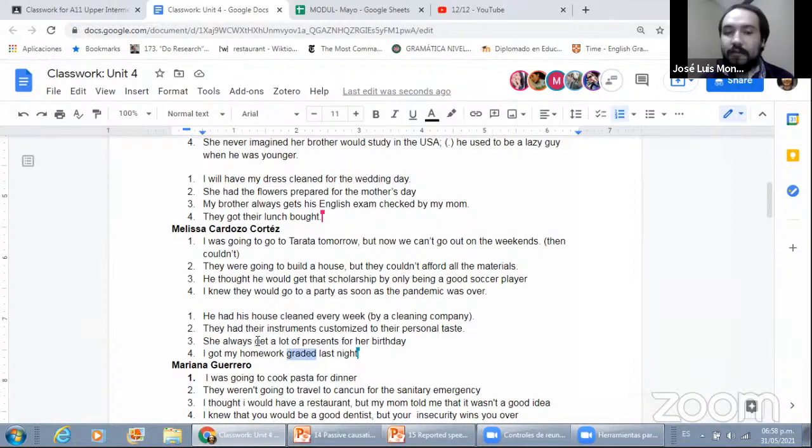Now on the first one, I have one correction, but mainly we don't have the structure. This is going to be get: she always gets a lot of presents. Your sentence is correct, but this is not passive causative. Passive causative means that someone else is doing an action for you, but it's not like they are buying. Here, it only means she always receives a lot of presents for her birthday, but there's no passive causative because you don't have the object and you don't have the verb in the past participle.